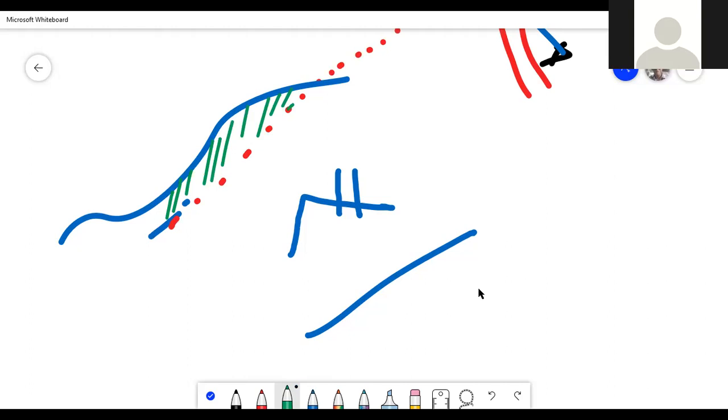Cut it off. Yeah, it reminds me of a certain kid.